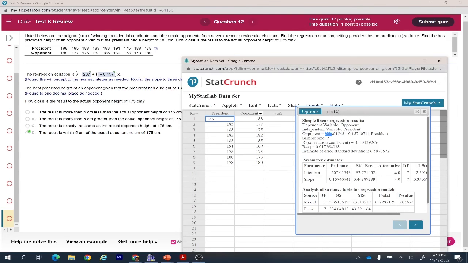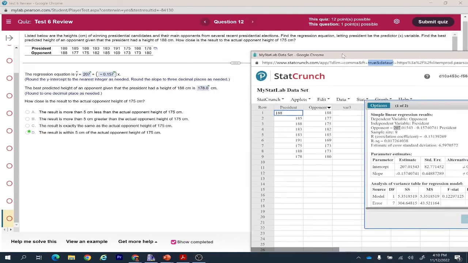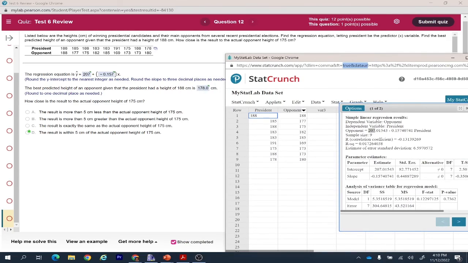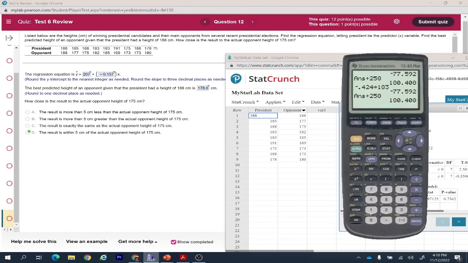And now, using this, the best predicted height of an opponent, given that the president had a height of 188 centimeters: just put 188 here, multiply by negative 0.157. So I'm going to use this. 188 times negative 0.157, hit enter, plus 207, that will give you 177.